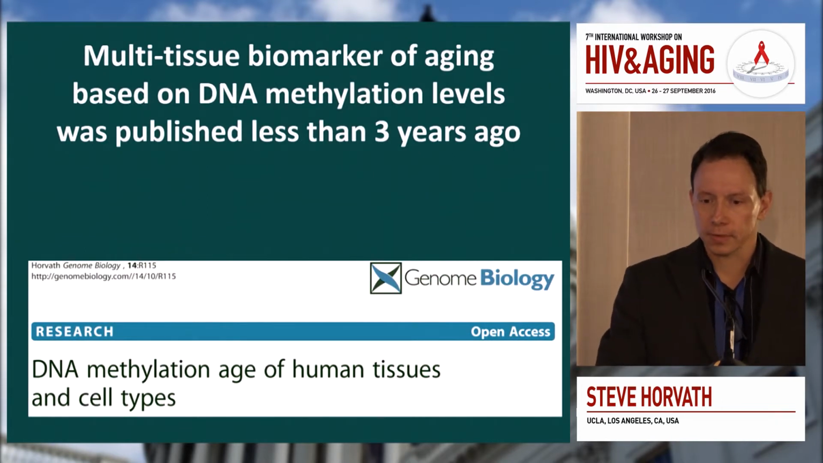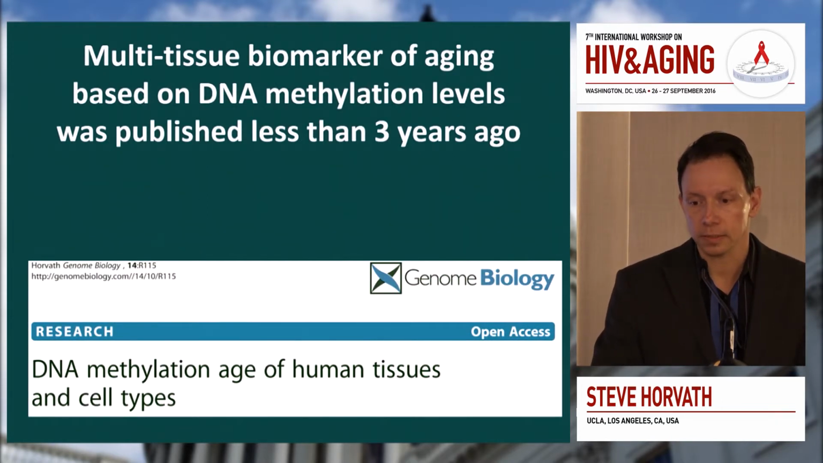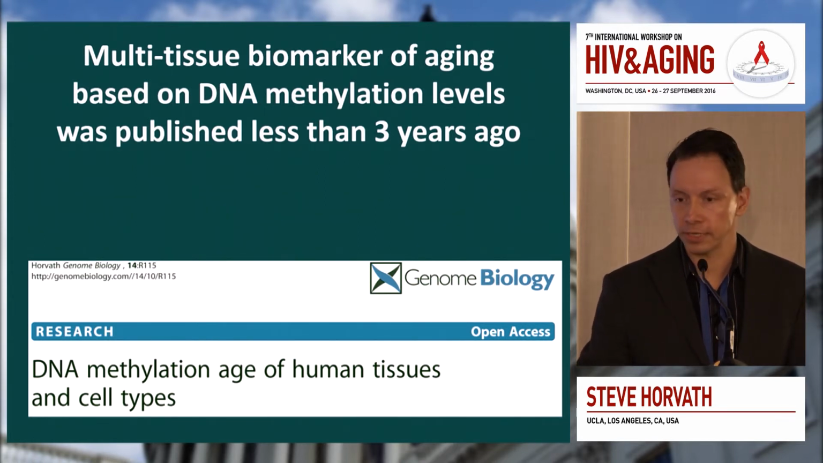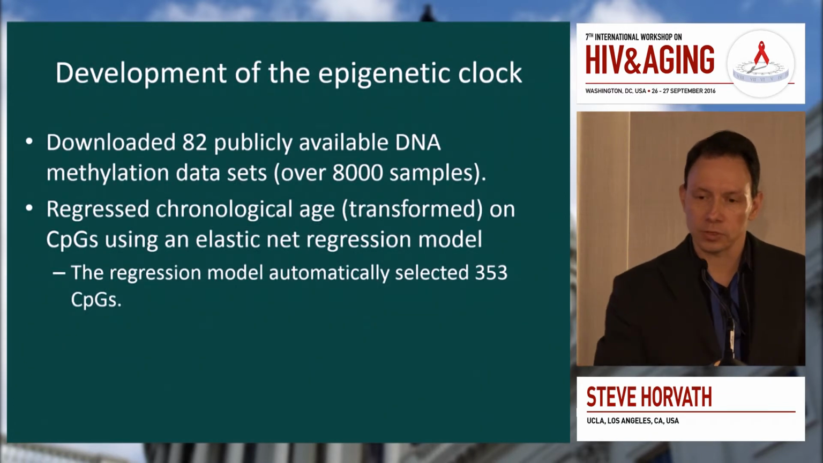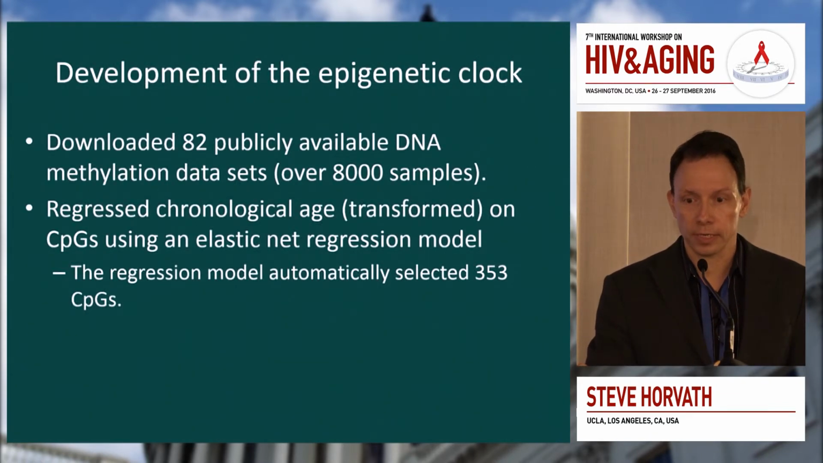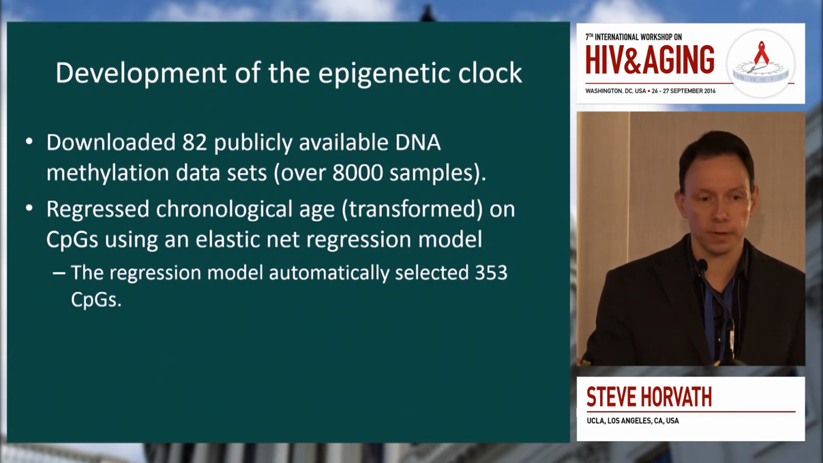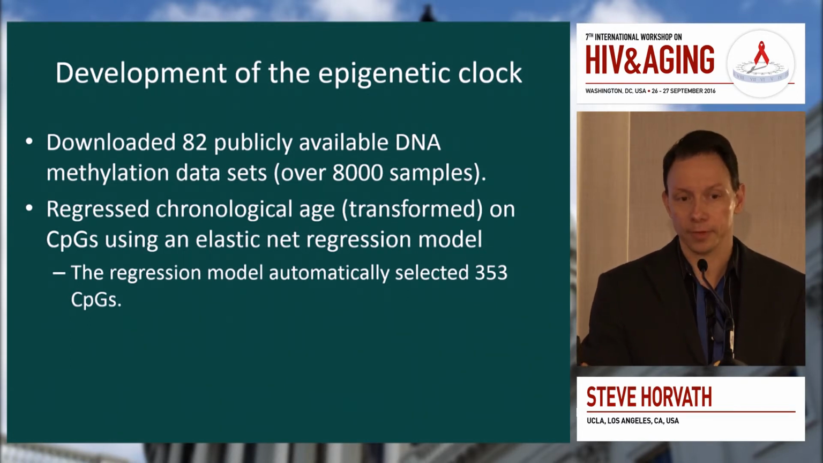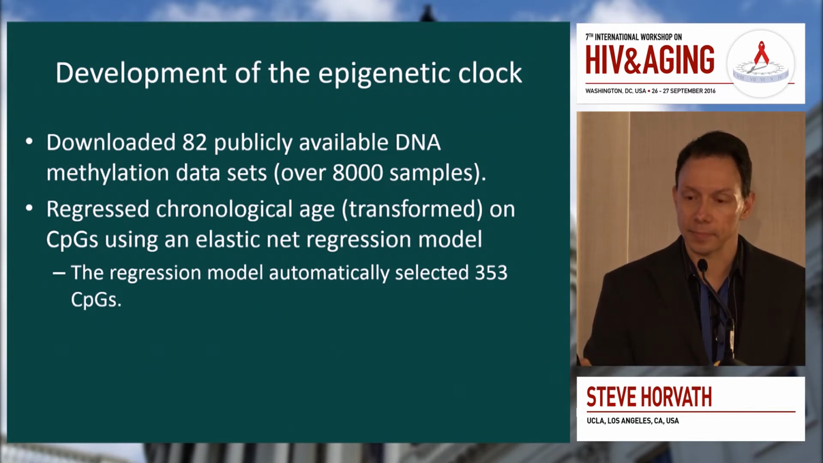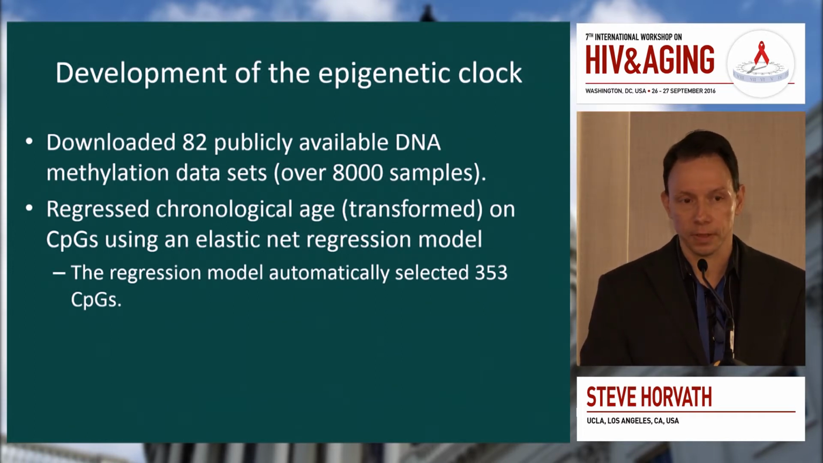So the work I described today was published less than 3 years ago, where I developed a multi-tissue biomarker of aging. And to develop that clock, I downloaded publicly available DNA methylation data. Fortunately, in our research community, people have the good habit of posting their data after their paper is accepted, and many people include relevant clinical covariates such as age. So, in other words, the data were readily available.